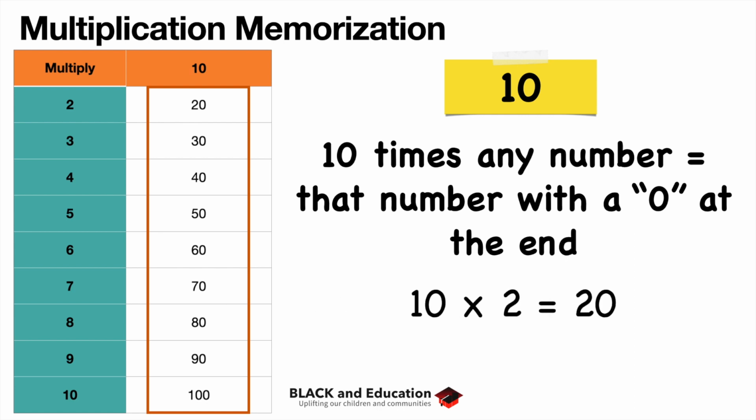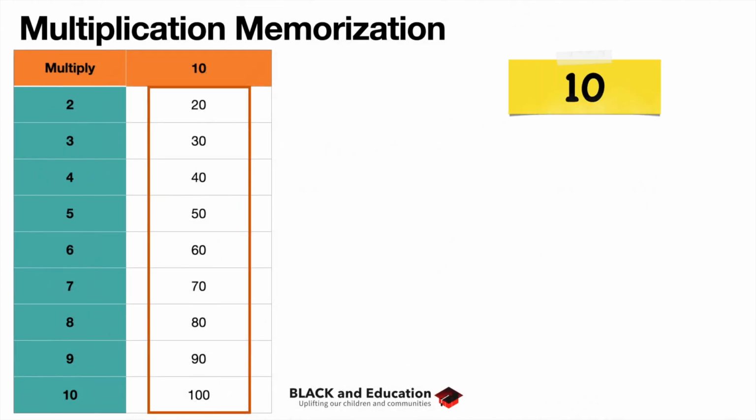So if I have 10 times 2, that's going to be equal to 20. All I have to do is add a 0 to 2. If I have 10 times 3, that's going to be equal to 30. All I have to do is add a 0 to 3. That's going to be the answer. Let's look at this another way. Look at another couple examples here.